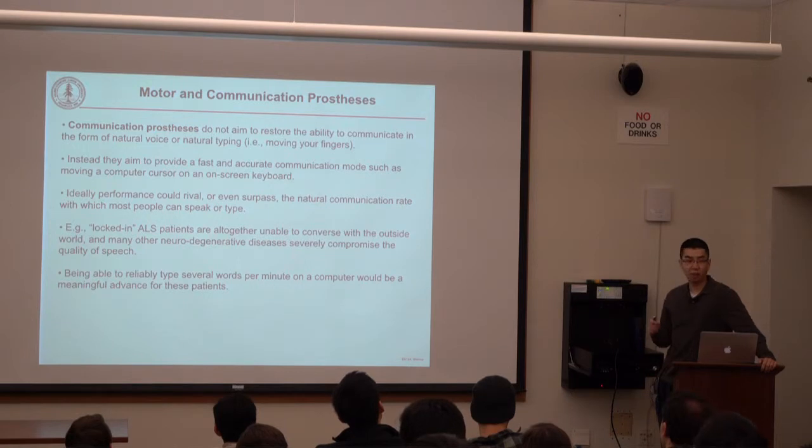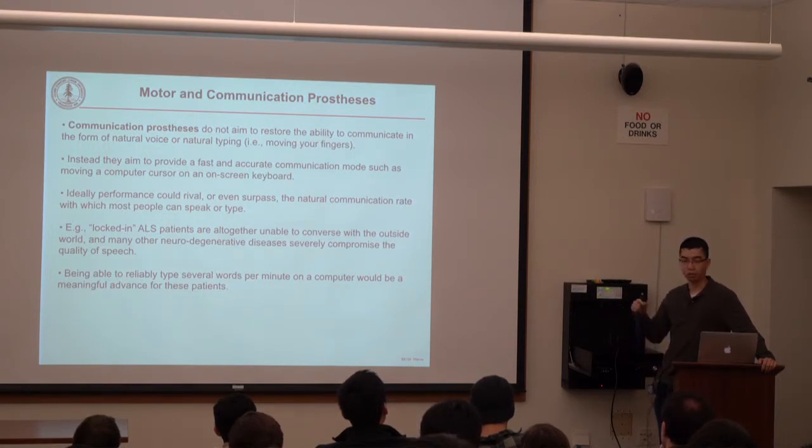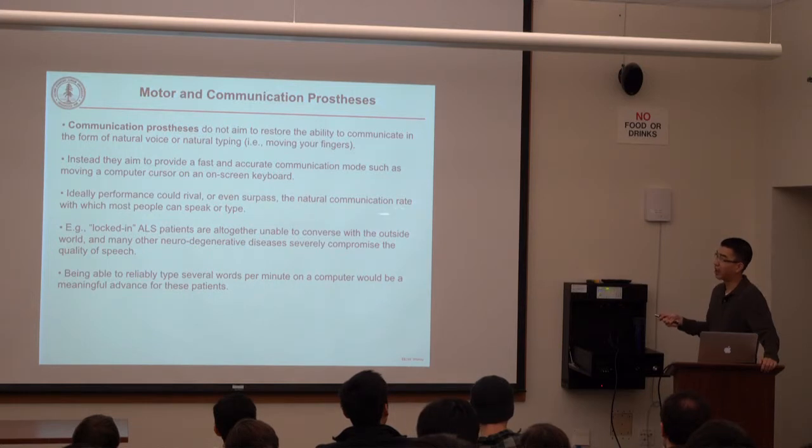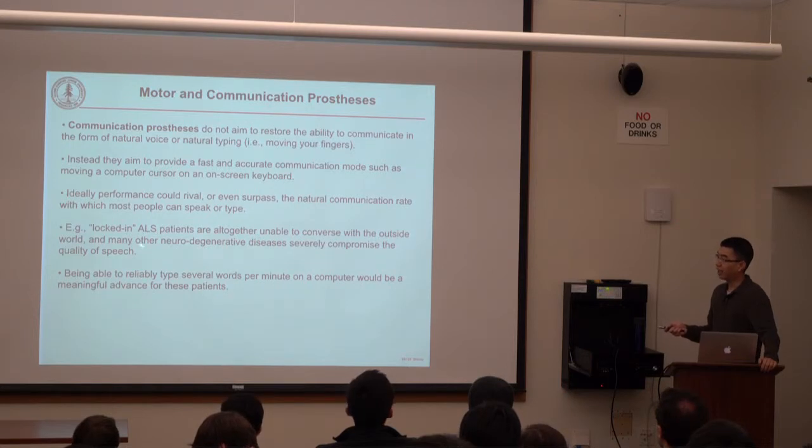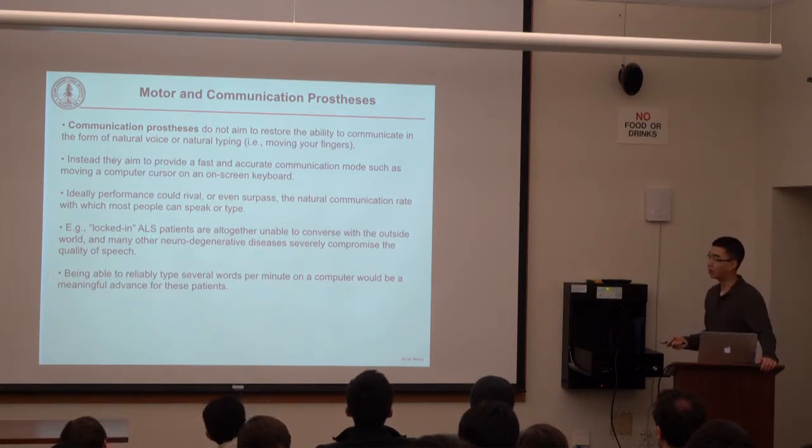Because these systems are operating in a fundamentally different way, instead of tapping the Gmail app on your tablet, you're just saying, I want to select this icon, this performance might even surpass the rate at which people can type or speak. We aren't at that stage yet, but it's a potential for this type of prosthesis. Even though we're not restoring natural movements, this could be really helpful for people with ALS or paralysis who are locked in and are otherwise unable to converse with the outside world.